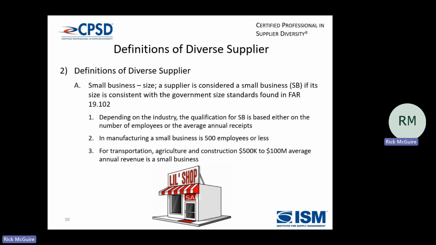Depending on the industry, and this is what's in the FAR, depending on the industry, the qualification for small business is either based on the number of employees or the average annual receipts. In manufacturing, a small business is 500 employees or less. For transportation, agriculture, and construction, which all have a lot of employees, 500,000 to 100 million average annual revenue is a small business. So up to 100 million for these transportation, agriculture, and construction, whereas most everybody else is on employees.